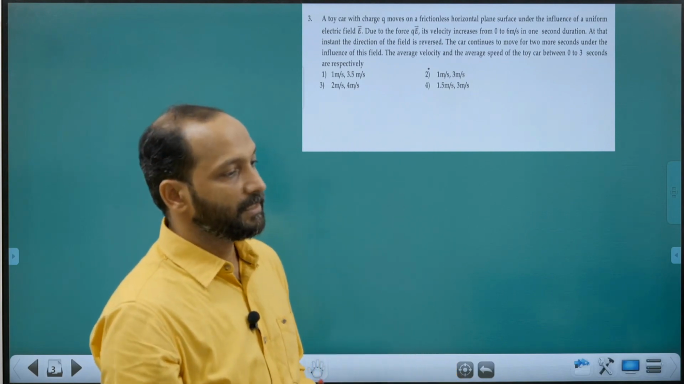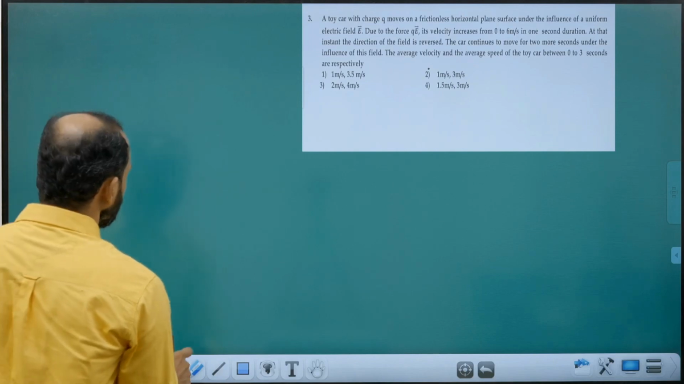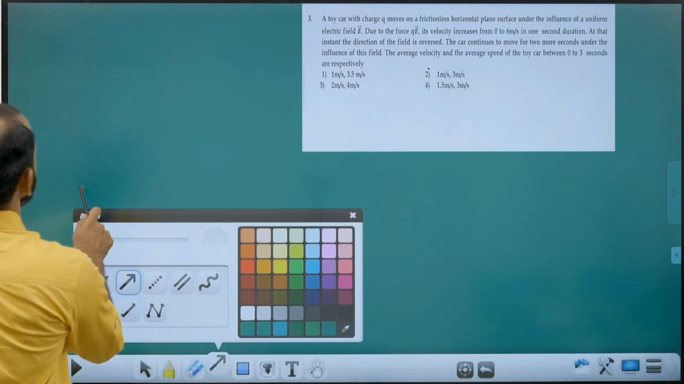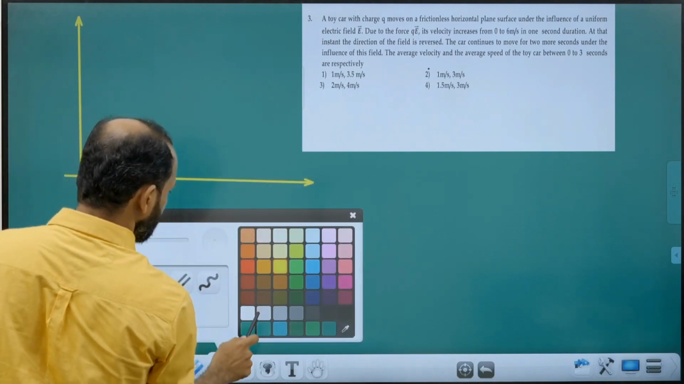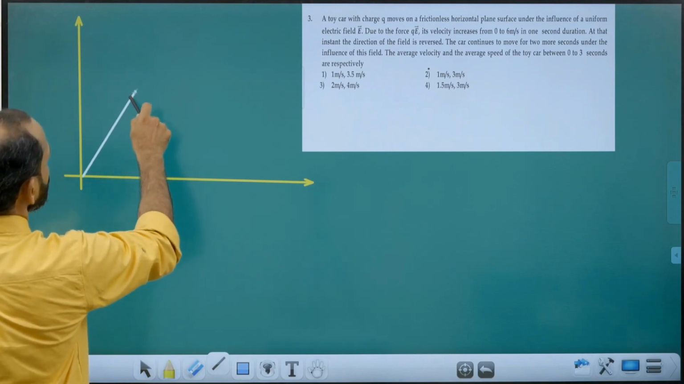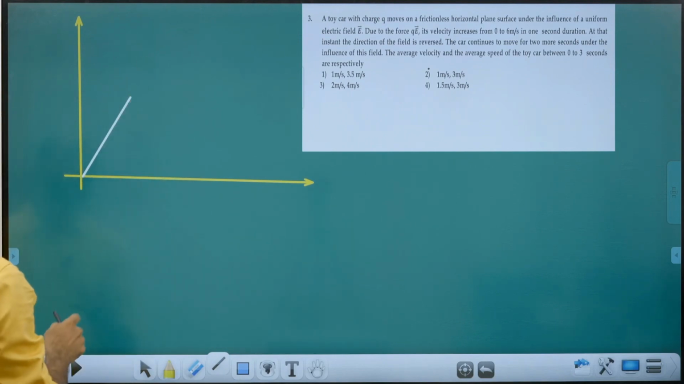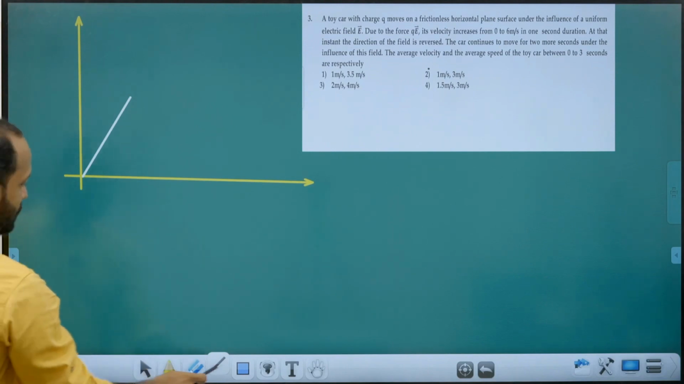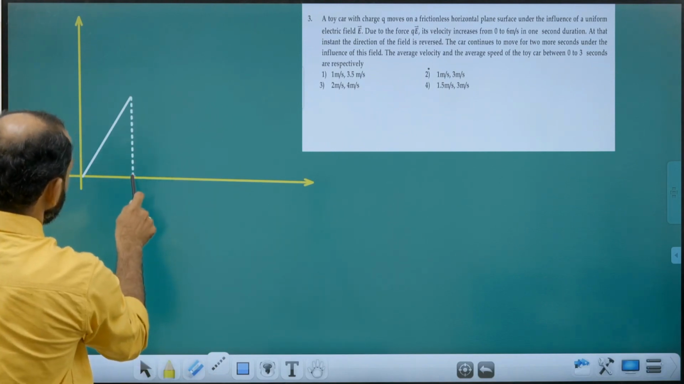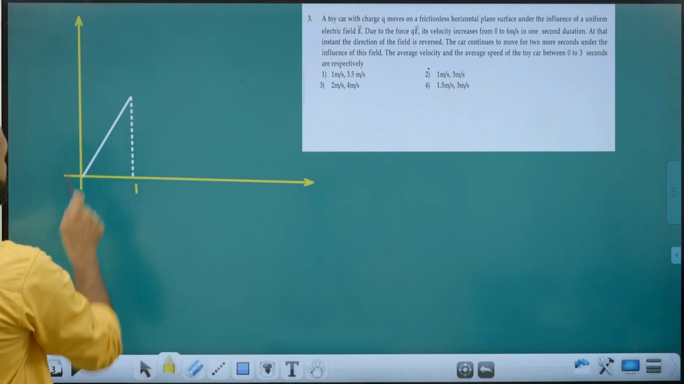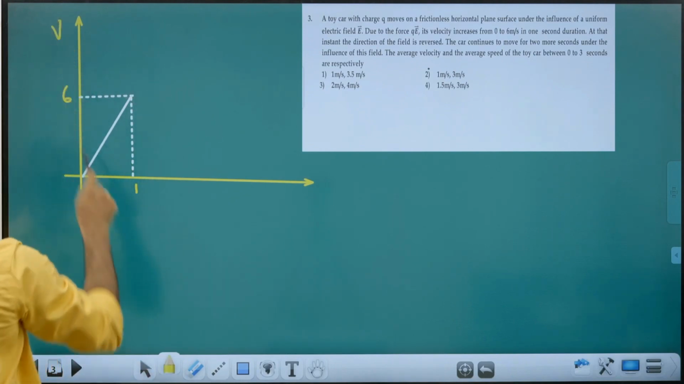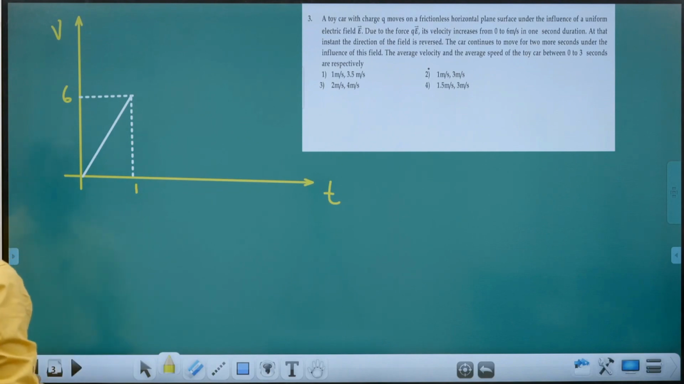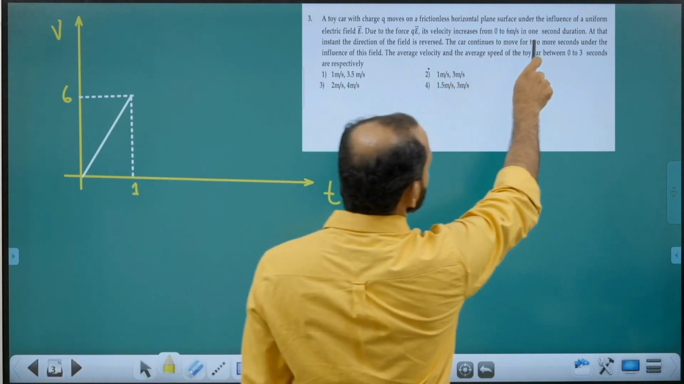Here the best way of understanding the problem is to plot the velocity time graph. You go for the velocity time graph. The velocity time graph for constant acceleration is a straight line inclined to the time axis. In the first 1 second, what happens? Velocity is 6 meters per second. Here time is 1 second. It increases from 0 to 6 meters per second in 1 second.